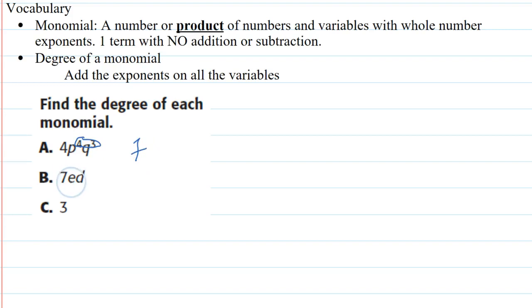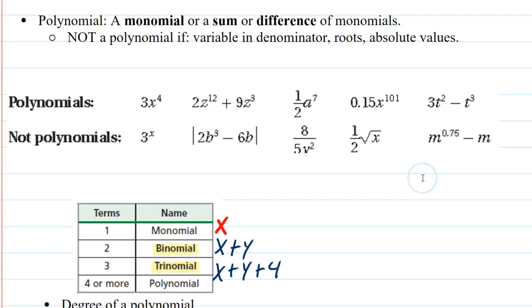The next one, I have the invisible 1 on the E. I have the invisible 1 on the D. So the degree will be 2. Now for the last one, the 3, there are no variables. Because there's no variables, then there is no degree. The degree is 0.